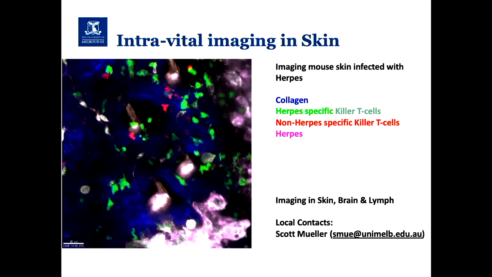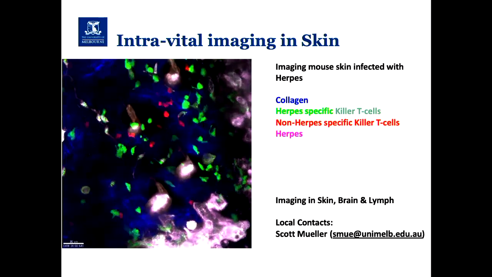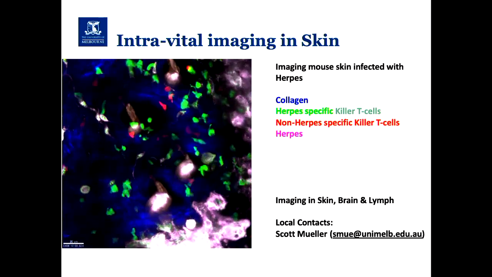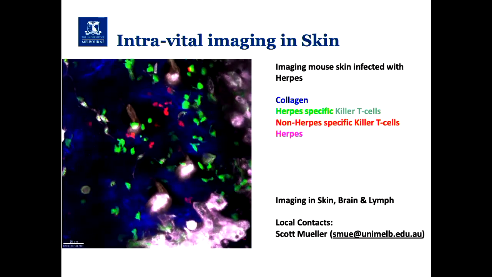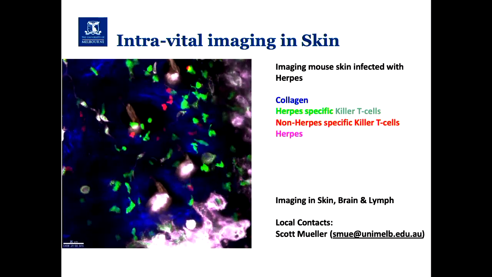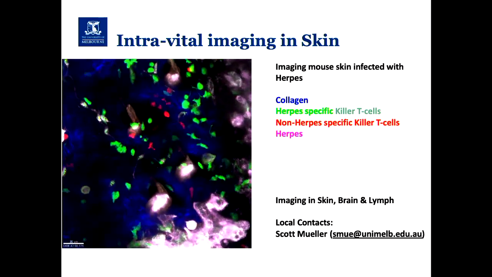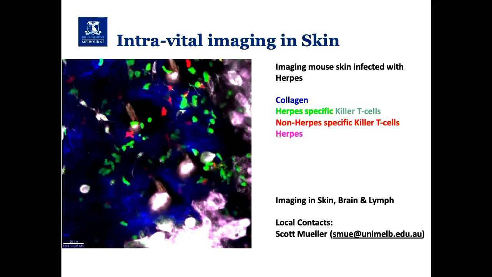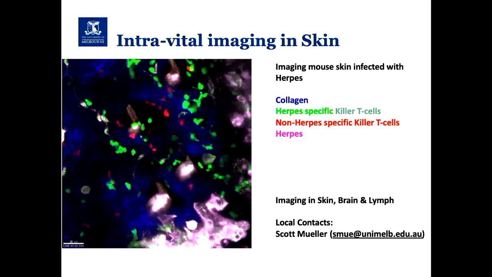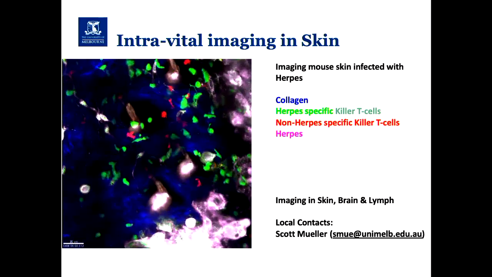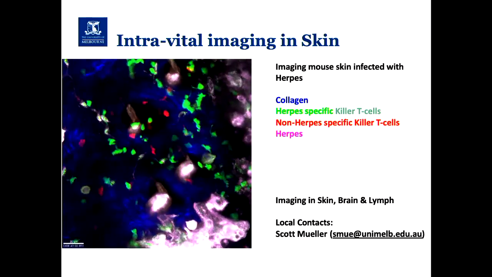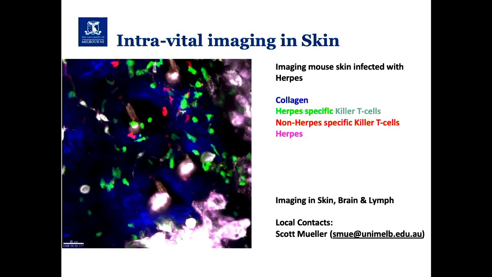Anyone that wants to use the multiphoton microscopy, it's actually done via collaboration with Scott Miller's lab in the Department of Microbiology and Immunology. This is showing skin, but they also do a whole heap of other tissues, regularly imaging in brain and lymph. I think they're also moving into retina now. Essentially, if you can find a way of doing the surgery to get the sample underneath the microscope, then you should be able to image on the multiphoton system.